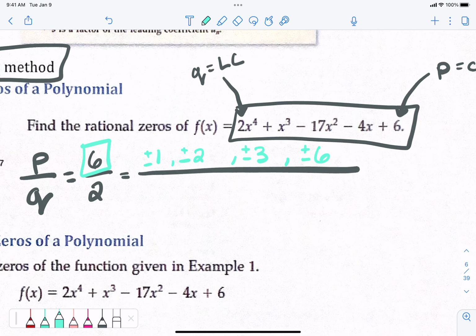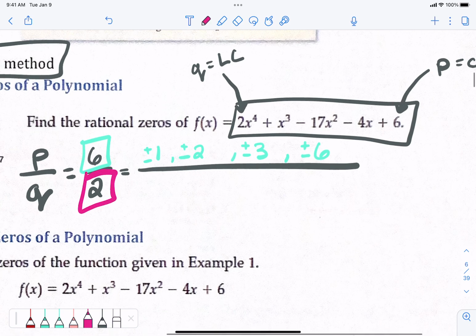Okay, it is a shit show. Now we have to do the bottom one. Okay, what are factors of 2? What are my factors of 2 on the bottom? 1 and 2, but plus minus 1 and plus minus 2. Okay, all right, ready?